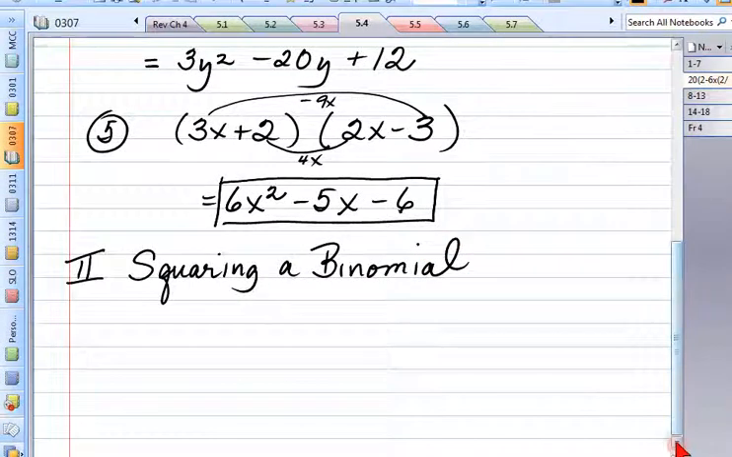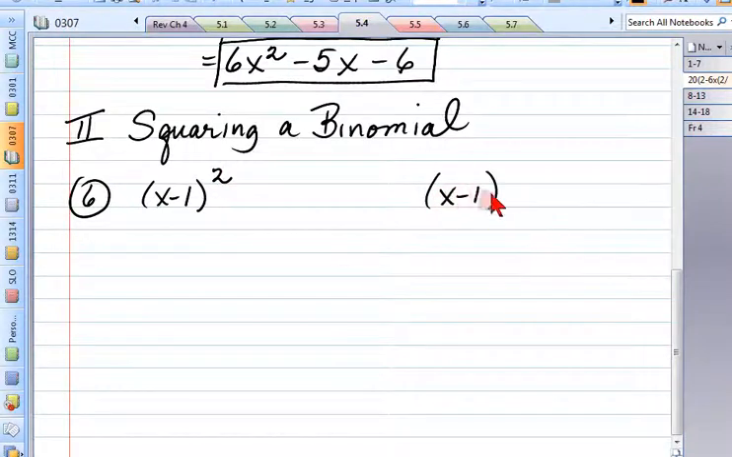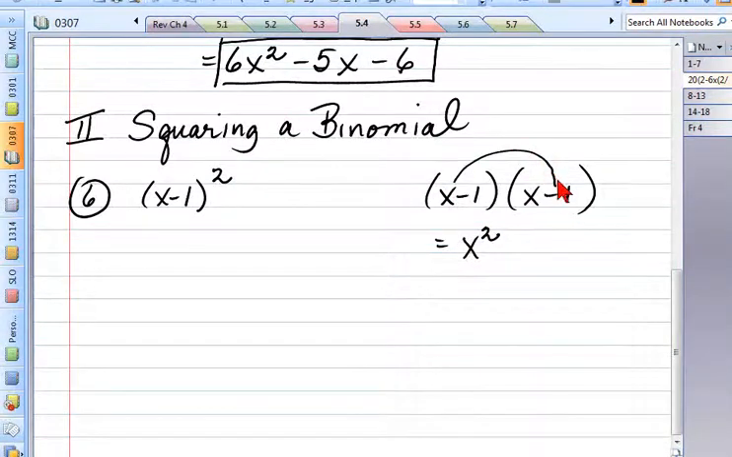We did this with FOIL. We did it with the distributive property in the last lesson. But problem number 6, we have x minus 1 quantity squared. Well, does everybody agree that that's x minus 1 times x minus 1? Let's do it by FOIL. Product of the first is x squared. What's the outer product? Negative 1x. We didn't have to write the 1. Sorry. What's the inner product?